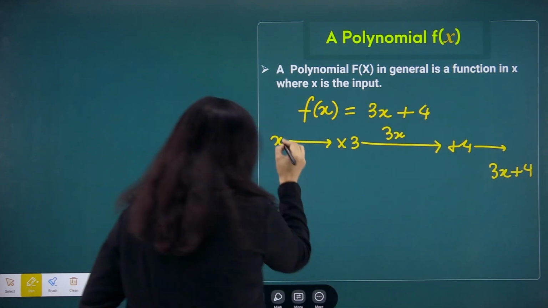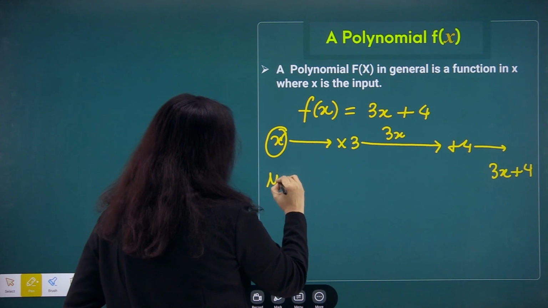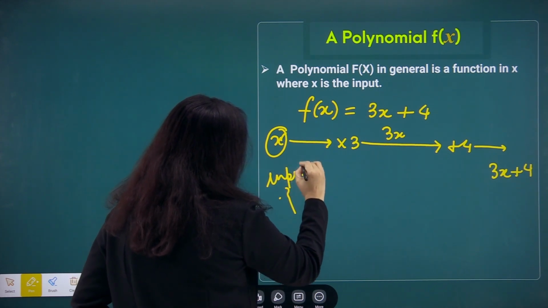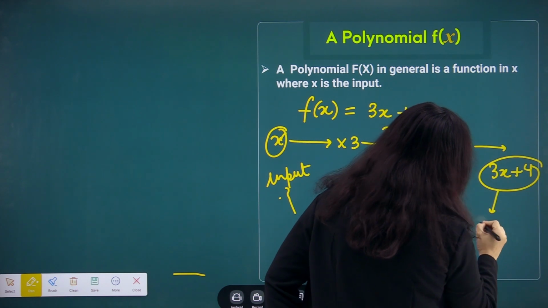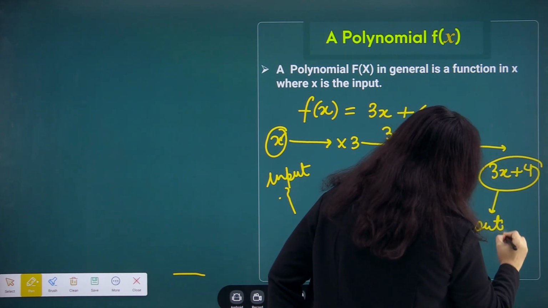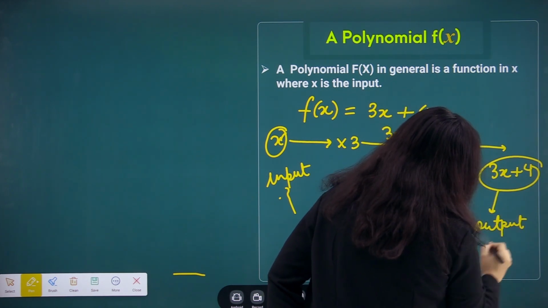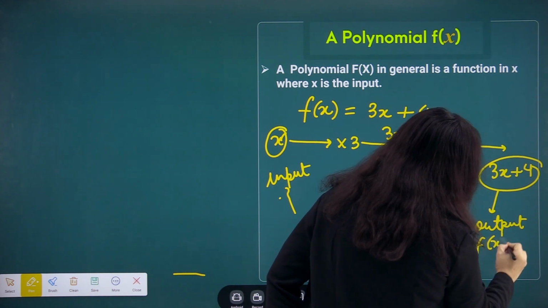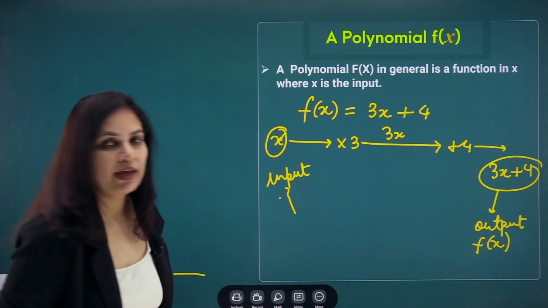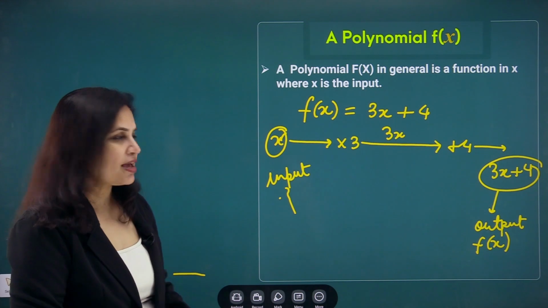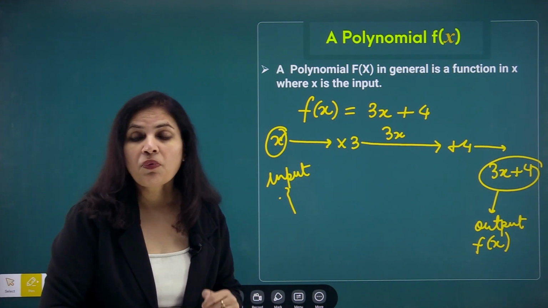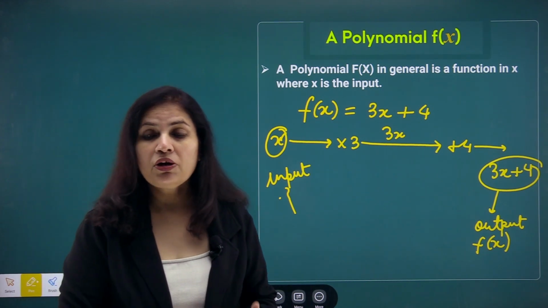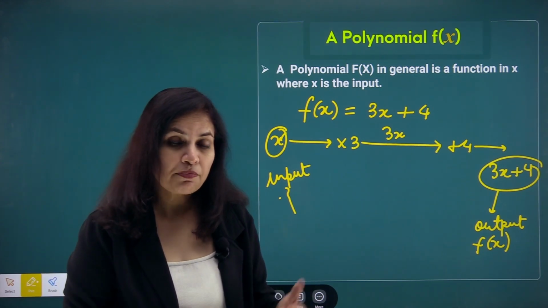So, starting with the input x, I get the output, which is also known as function in x. So, output is f(x) and the input is x. Now, why is a polynomial known as a function in x?